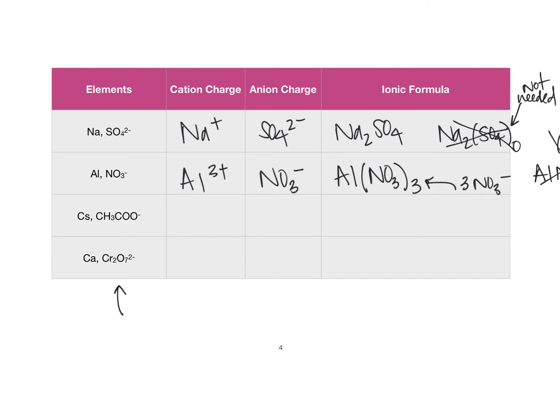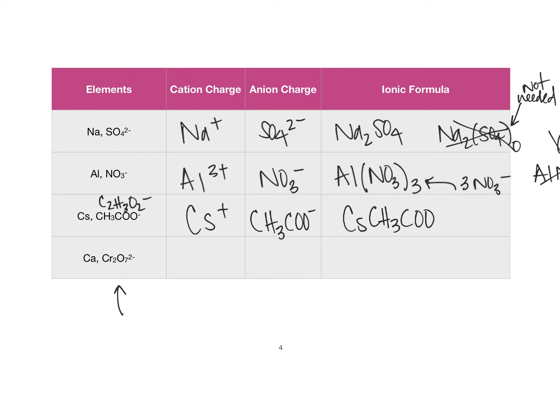Next, we have cesium acetate. Cesium has a +1 charge, and acetate has a minus 1 charge. You might see other chemical formulas for acetate, C2H3O2 minus. Either one is fine. They are the same. So it's a 1-to-1, so we can write that out as CsCH3COO. And in this case, you could add parentheses if you wanted, but again, it's not necessary.